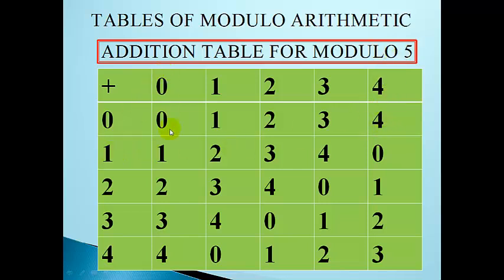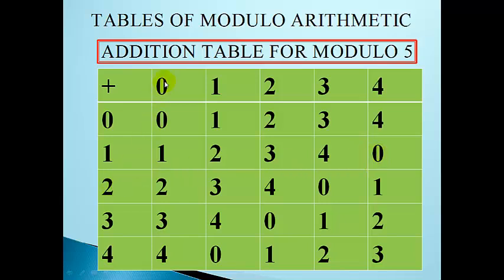Now 1 plus 0 equals 1. 1 plus 1 equals 2. 1 plus 2 equals 3. 1 plus 3 equals 4. And 1 plus 4 equals 5. Now 5 in mod 5 equals 0. Why? Because we have only one group of 5 in 5. And the remainder is 0.